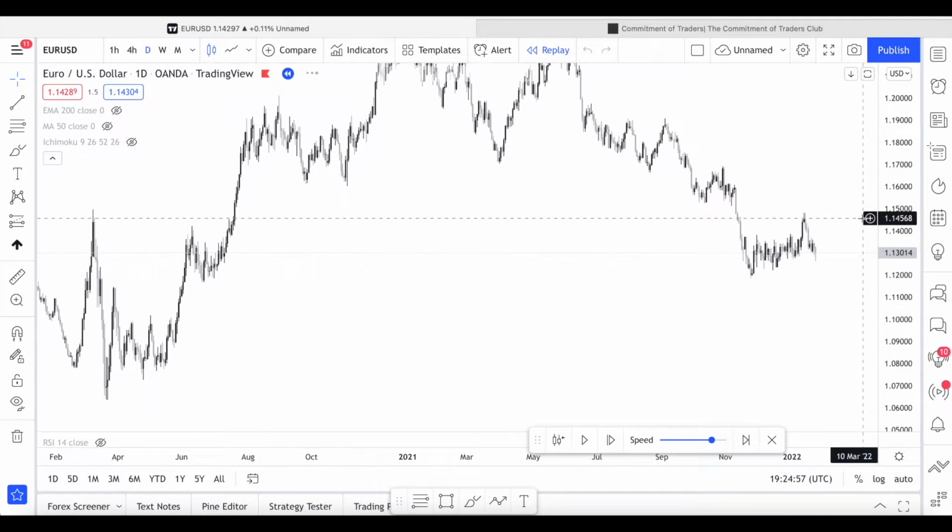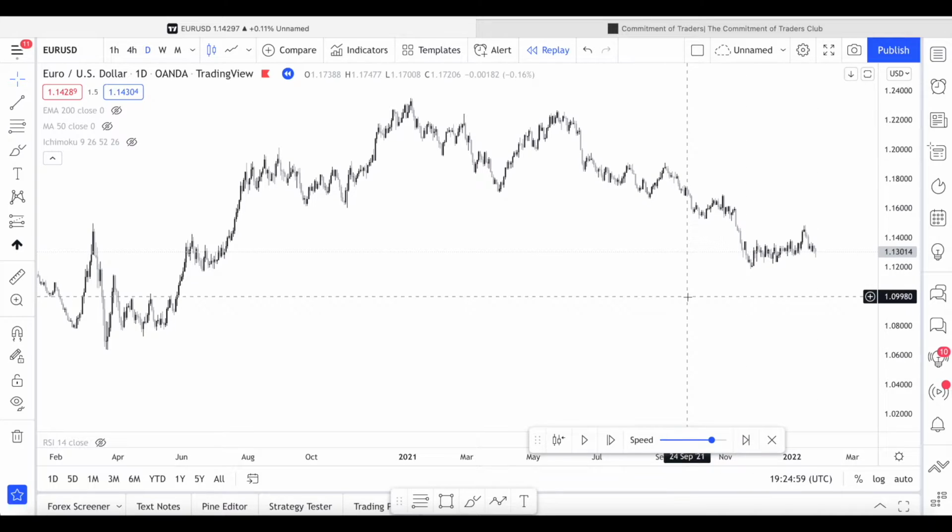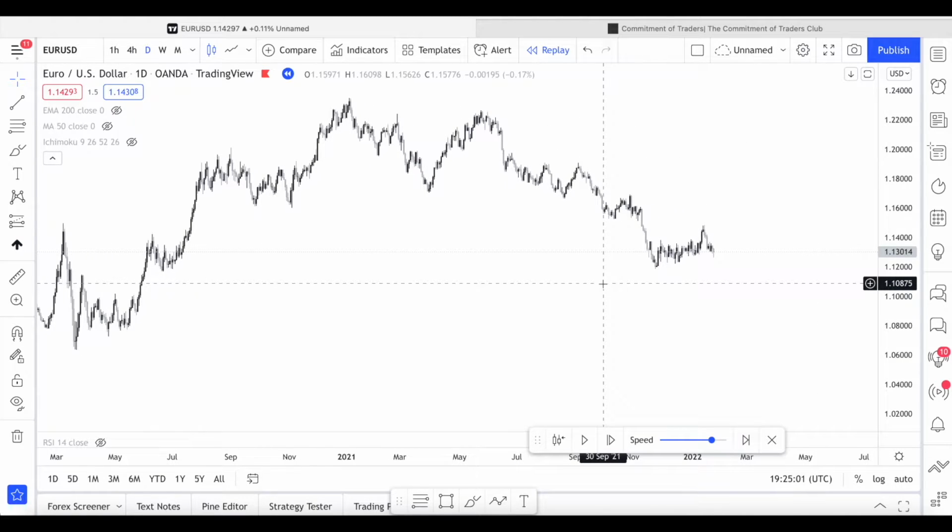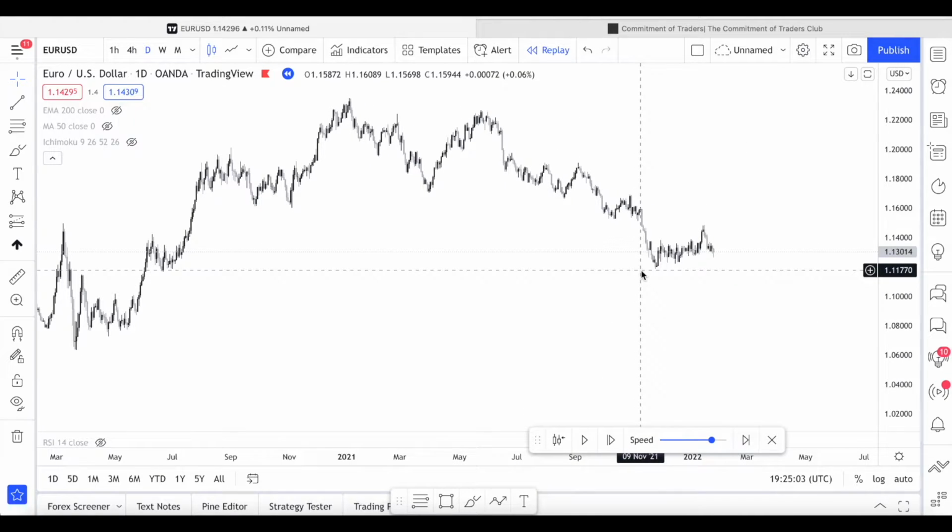Let's get going. So we are looking at Euro USD here, and of course we are back testing this. This was a particular trade which I posted over on Commitment FX.